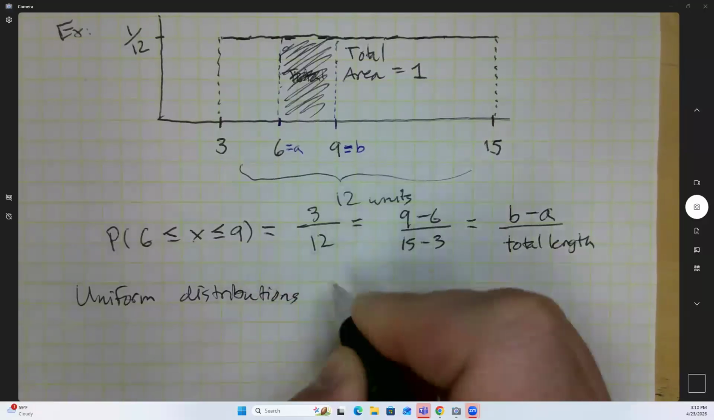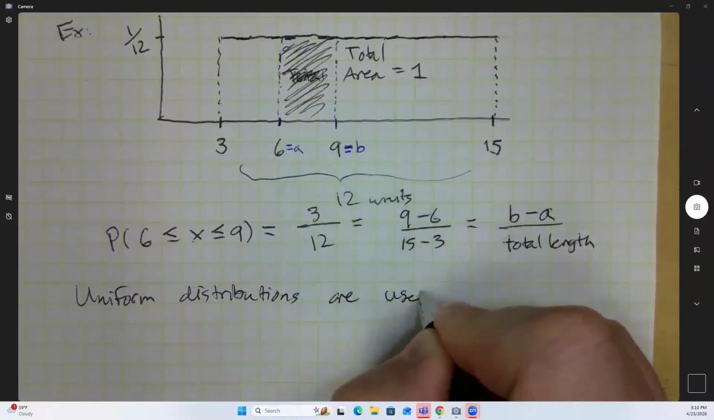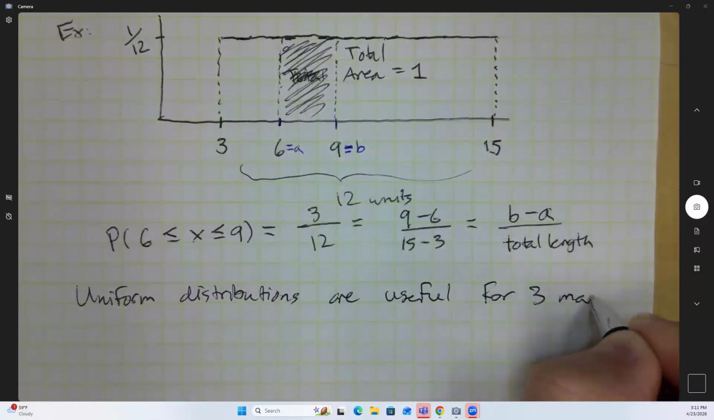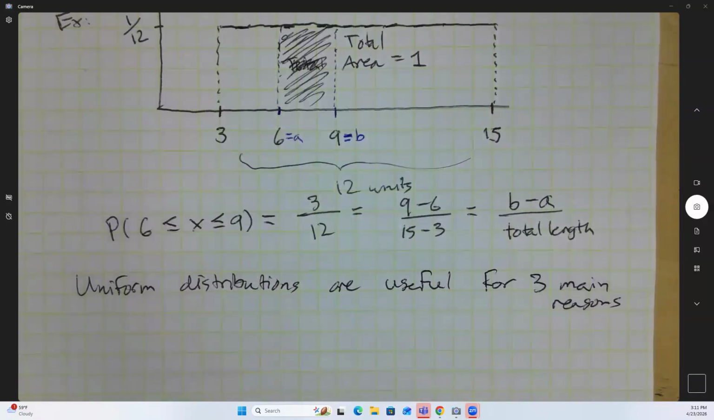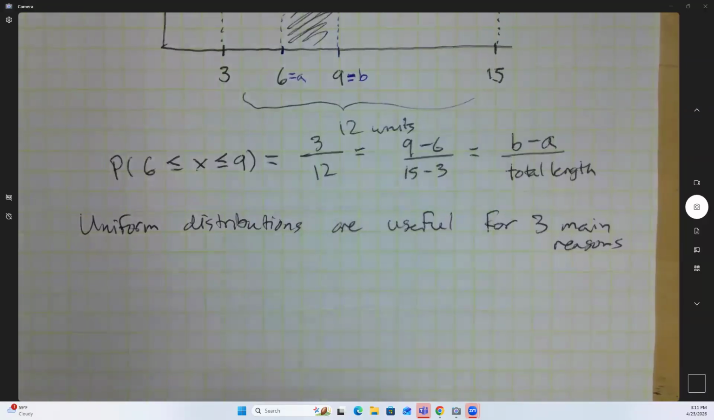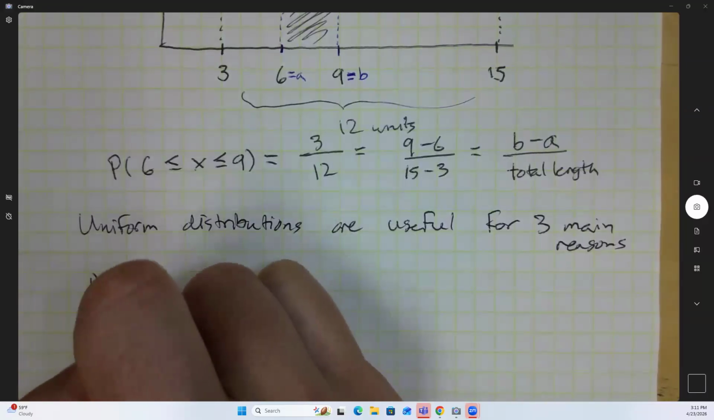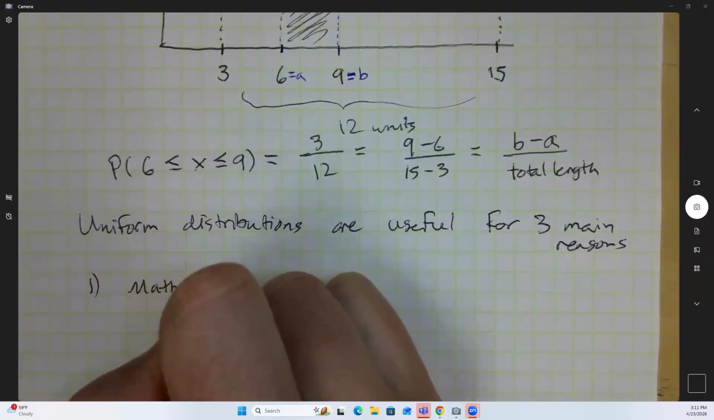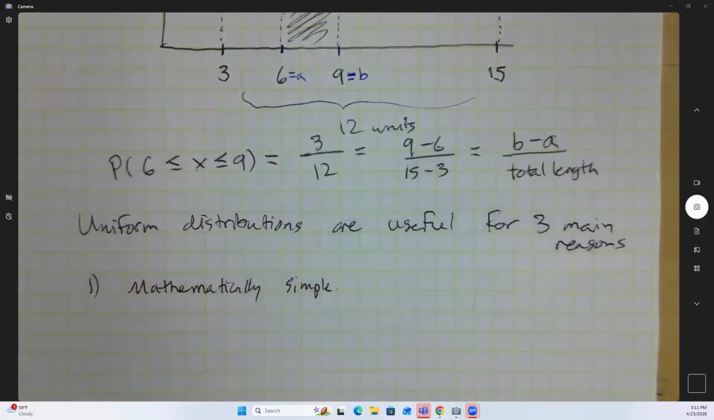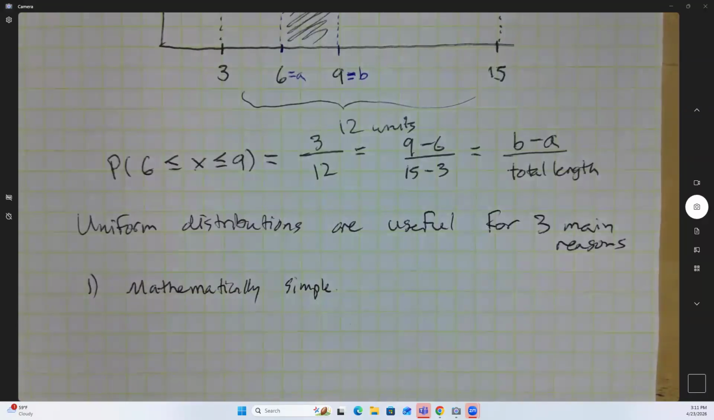Three reasons. Three main reasons. I'm sure there are more that I haven't thought of. First, they're mathematically simple, which is nice. Easy to calculate a probability. It's an arithmetic question.